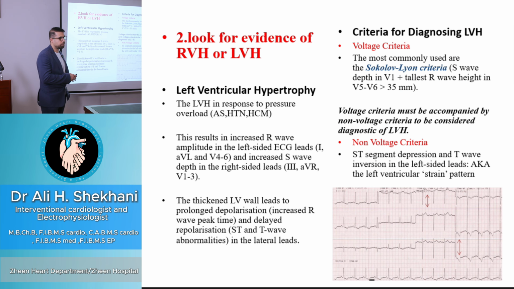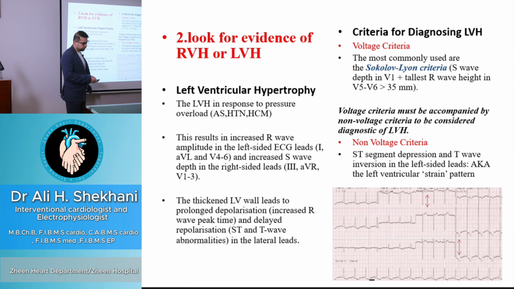Another abnormality of the QRS is evidence of left or right ventricular hypertrophy. Usually it is a common finding. The causes could be aortic stenosis, hypertension, or hypertrophic cardiomyopathy. Whenever there is a pressure overload inside the left ventricle, we expect that there is some left ventricular hypertrophy.